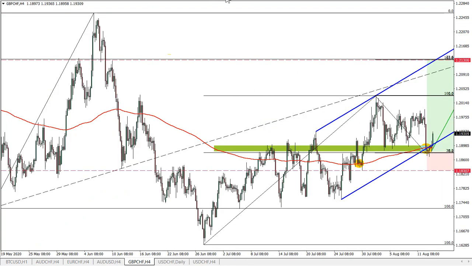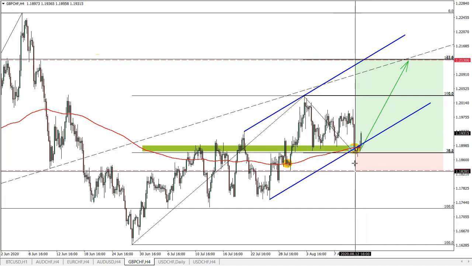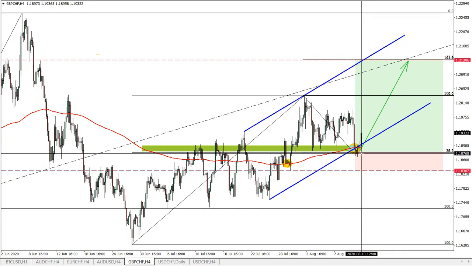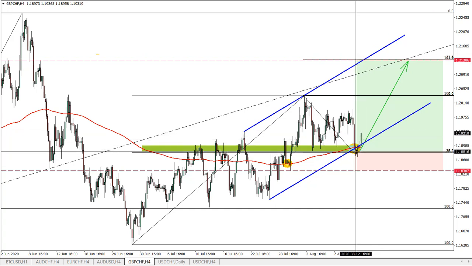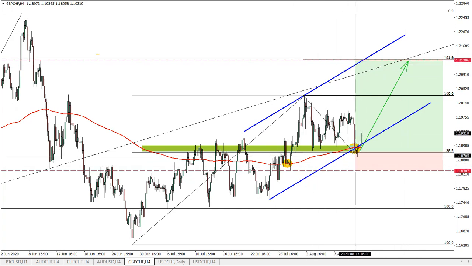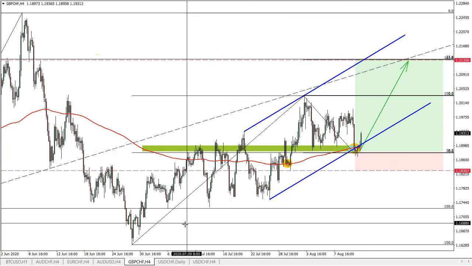Pound Swiss franc, idea of yesterday, and here the idea worked perfectly. Price produced a spike, it failed to close below the support, Fibonacci support, and today we see this 4-hour candle moving up. So this could be a fast rally to the upside on this pair. It was indeed very interesting because of the extremely good risk to reward ratio.